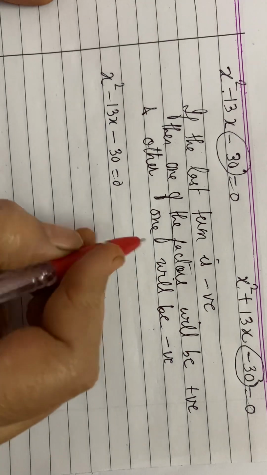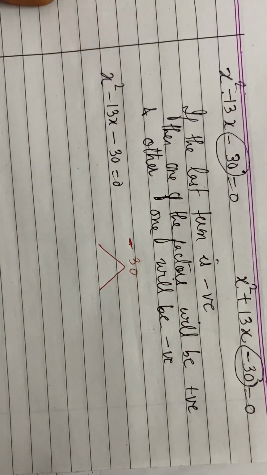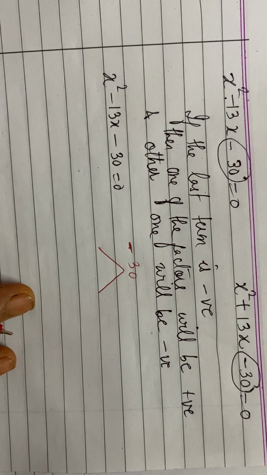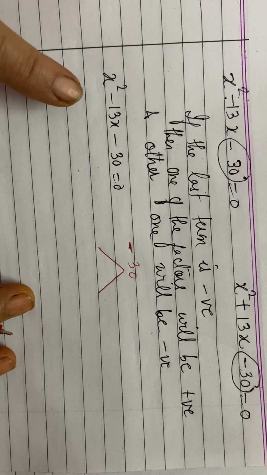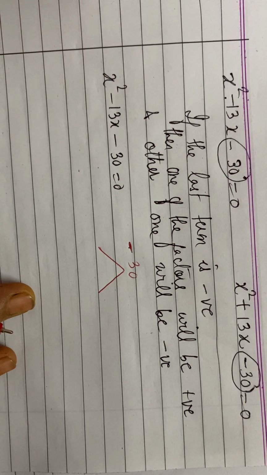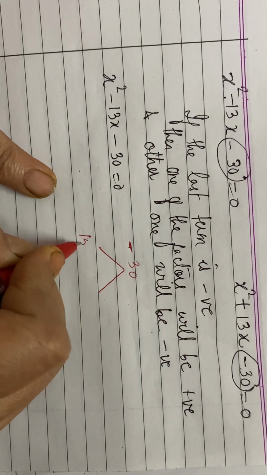So minus 30 will have factors. One factor is positive, another one will be negative. So I can take 3 tens are 30, but 3 tens are 30 will not give me minus 30. Getting that? 6 5s are 30, 6 plus 5 is 11, or 6 minus 5 is 1, so I cannot take that factor too. So which factor I will be taking is 15 twos are 30.